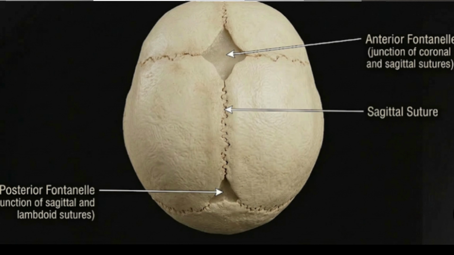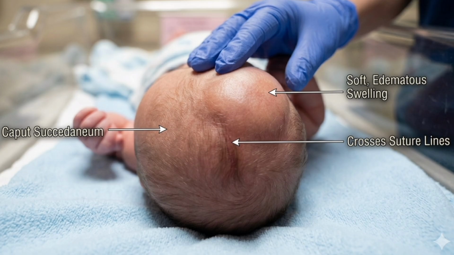The next thing is, fontanelles help in overriding of bones over one another, which helps in easy delivery. Sometimes during delivery, there is rupture of capillaries, which leads to soft tissue swelling of any part of the skull. This is called caput succedaneum, and it subsides within a few days of postnatal life.